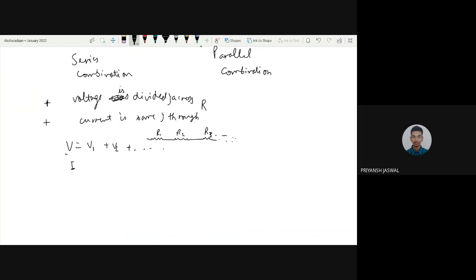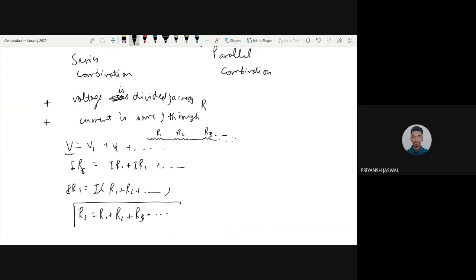So using Ohm's law, if we take the net resistance of the circuit to be Rs, then individual drops will be given by IR1 across R1, that is V1, V2 equals IR2, and so on. I can be taken to be common. R1 plus R2. So if we cancel out, this was the result which we got. The net resistance of the series combination is simply the summation of all the series resistances.